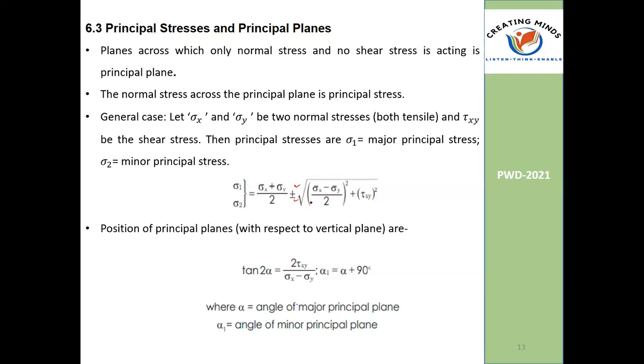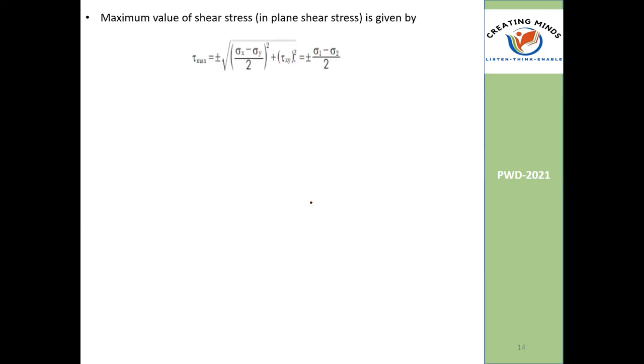You have to remember this equation also: tan 2 alpha equals tau xy divided by sigma x minus sigma y. Next, the maximum value of shear stresses. This is the equation you have to remember, or you can directly remember tau max equals sigma 1 minus sigma 2 by 2. Or you can take the square root equation, you're getting the same answer.